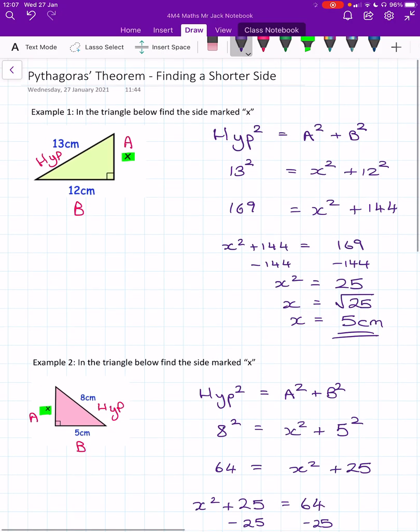All right, two quick examples, a couple of extra steps in there. You have to create an equation and then solve the equation, but hopefully that's not too tricky for you.